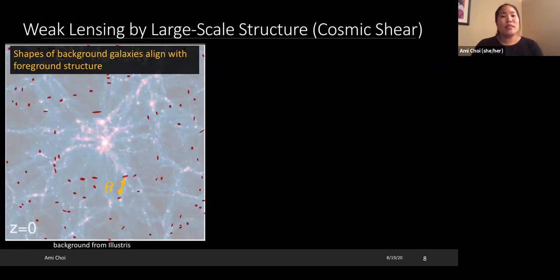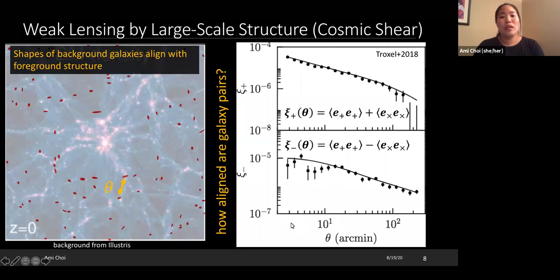Cosmic shear is a colloquial term specifically meaning weak lensing by large-scale structure. The shapes of background galaxies are aligning with the foreground structure, and by measuring the correlation between pairs of ellipticities, you're sensitive to that large-scale structure. The cosmic shear is very commonly estimated using these two estimators, xi plus and xi minus, which are essentially telling us how aligned our galaxy pairs are.